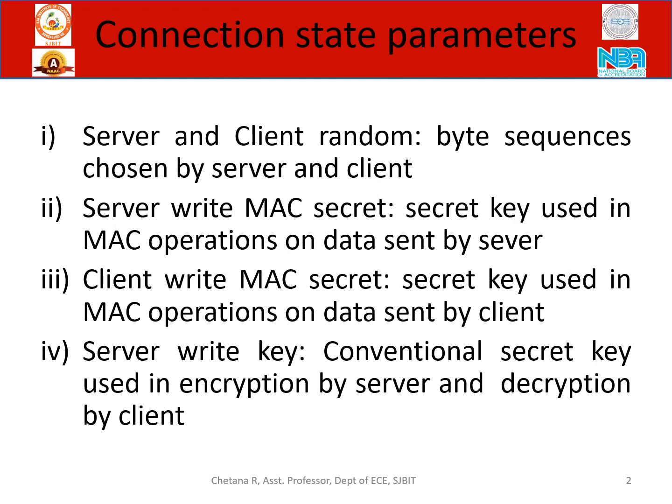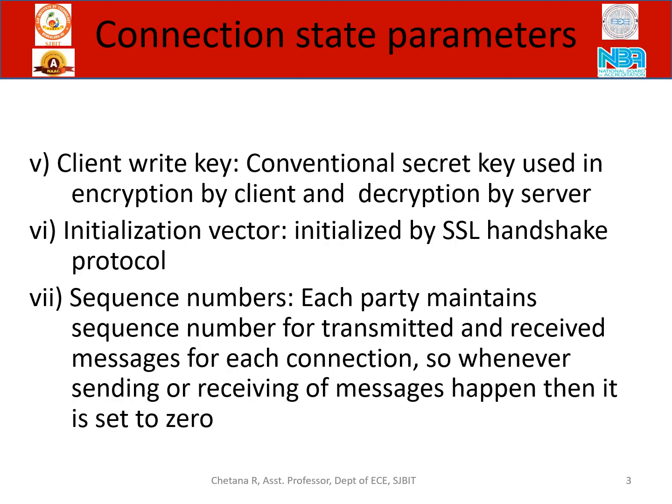Next is the server write key. This is the conventional secret key which we use for encryption. That information has to be shared from the server to the client and vice versa. Vice versa will be the sixth point: the client write key, a conventional secret key used in encryption by the client and decryption by the server. Next you have the initialization vector. As I've told you many times, the initialization vector is a random sequence of bits which gets automatically generated to begin the process, and it is initialized by the SSL handshake protocol.